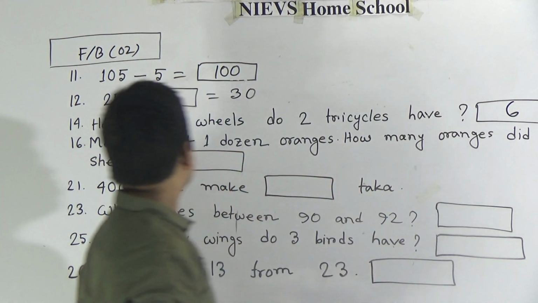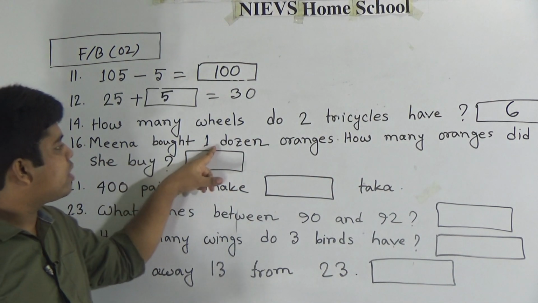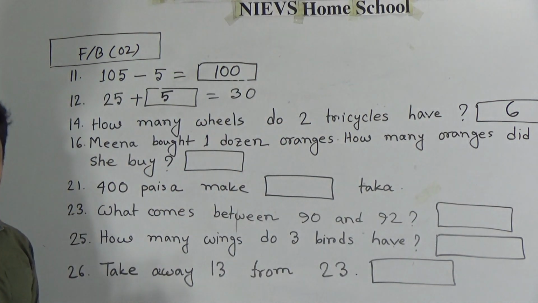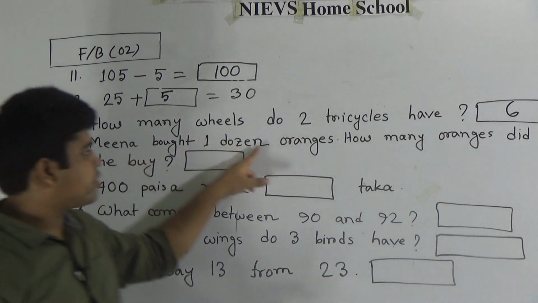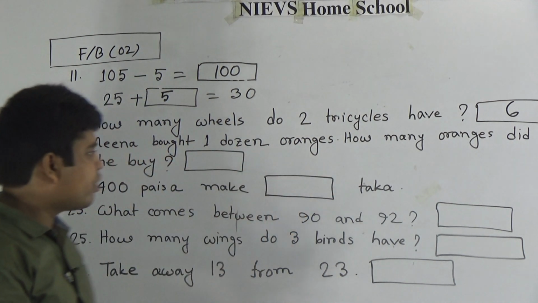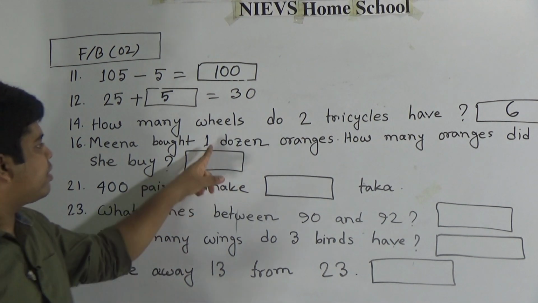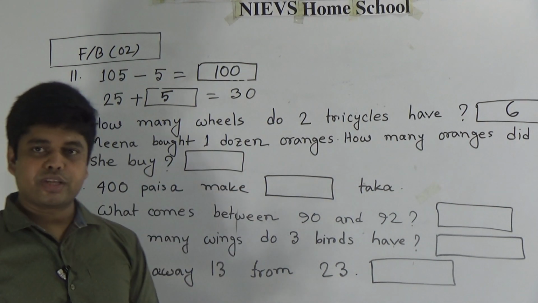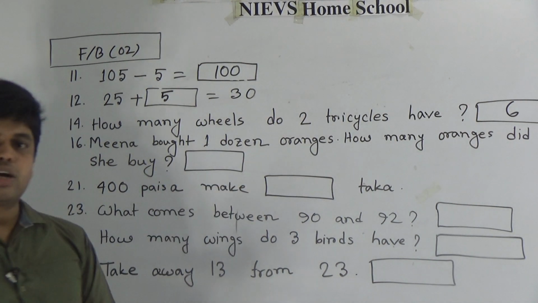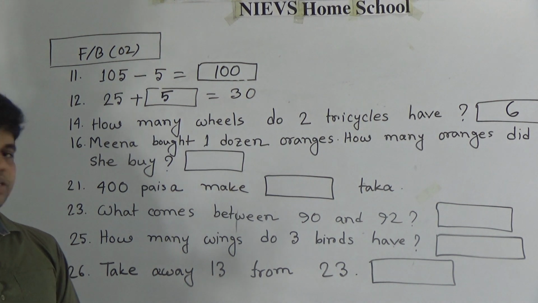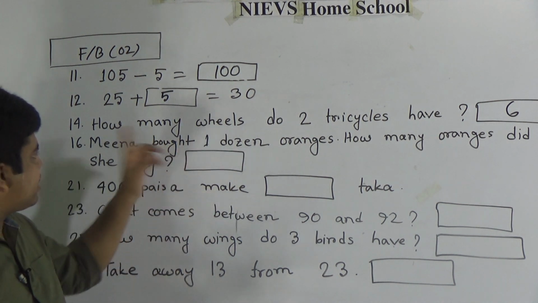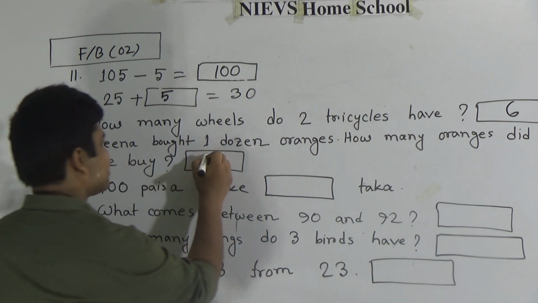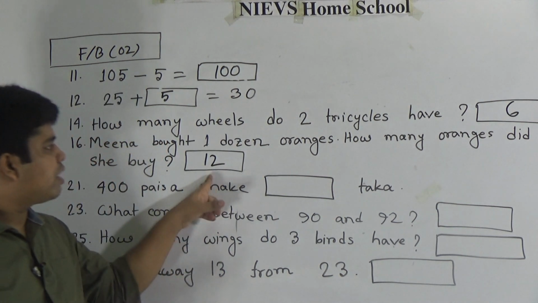Okay. Next one, Meena bought 1 dozen oranges. How many oranges did she buy? Notice, Meena bought 1 dozen oranges. How many oranges did she buy? Here the amount is in dozen. But you know that 1 dozen equals how many things? If you know 1 dozen equals how many things, then that will be the answer to this question. And we already know that 1 dozen equals 12 things, and that 12 is the answer. That means Meena bought 12 oranges.